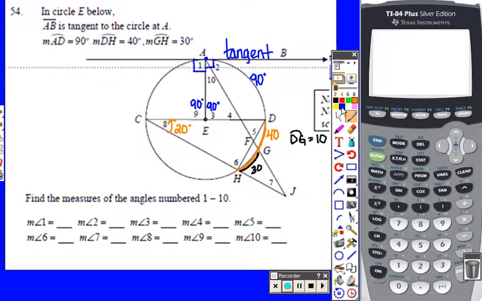Okay, let's start filling in what we know. The measure of angle 1 is already marked on your picture. It's a 90-degree angle, and that's because the angle is formed by the tangent.